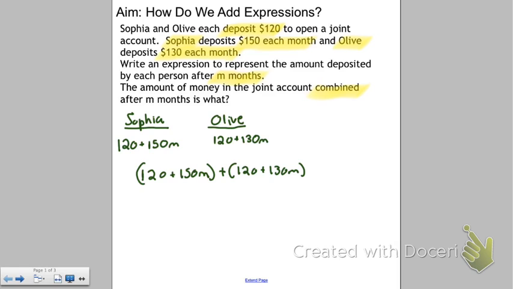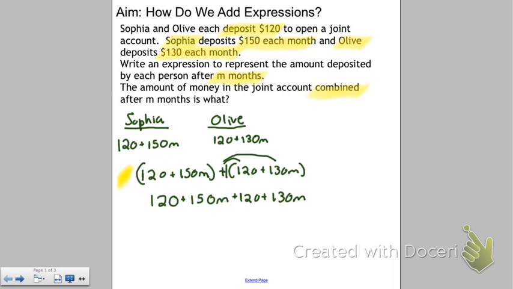There's nothing in front of this parentheses, so I can just bring that down. 120 plus 150M. Now in front of my second parentheses, I have this plus sign. There's an imaginary 1 there, so I'm going to distribute that positive 1. When I distribute that positive 1, I get 120 plus 130M.